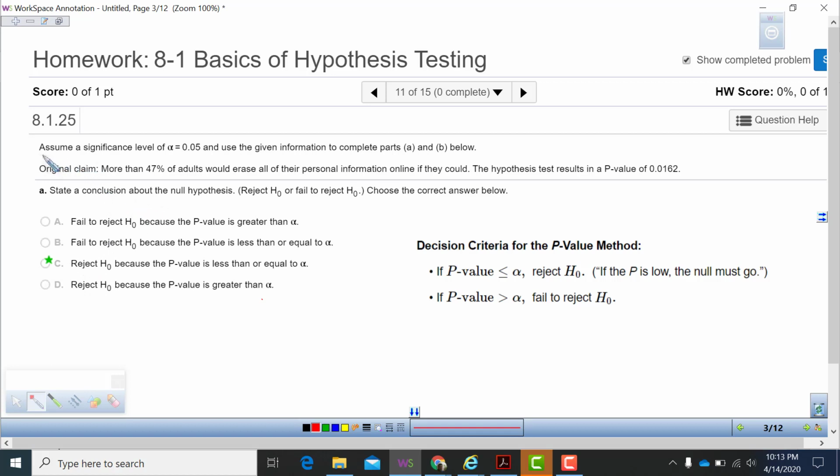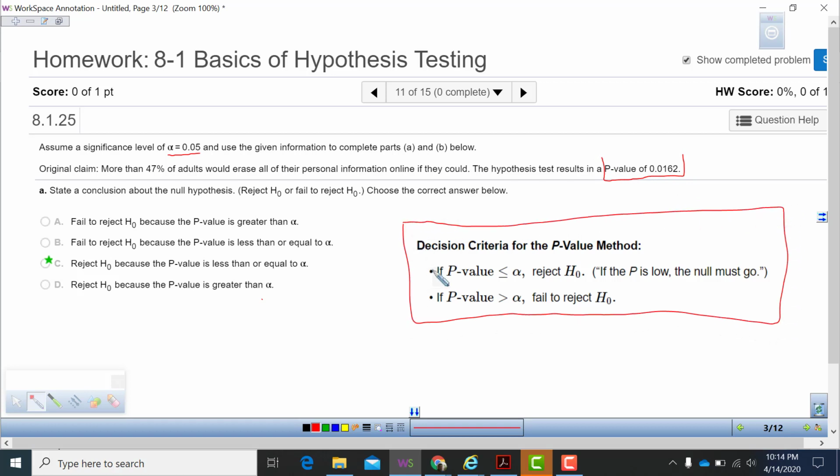Okay, it says assume the significance level is 0.05. This is the significance level, this is alpha. And you have to compare that versus the p-value given. The p-value is given right here. And this part tells you how to decide. If the p-value is less than or equal to alpha, we reject the null hypothesis. If the p-value is greater than alpha, we fail to reject the null hypothesis.